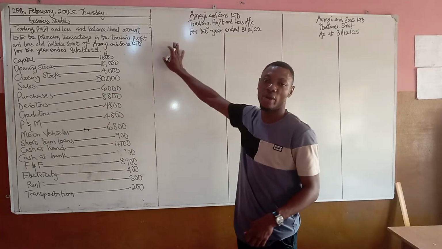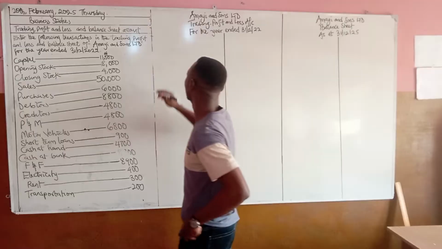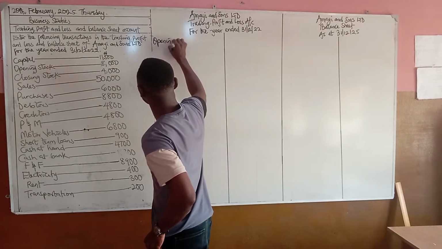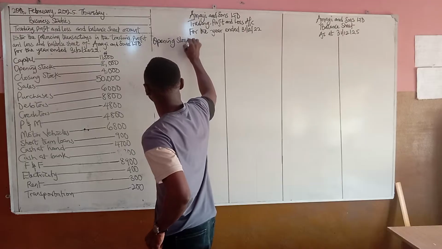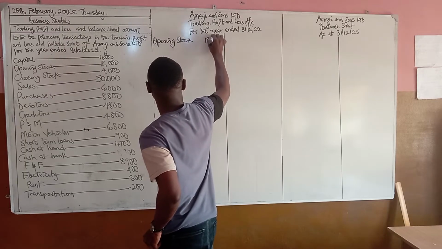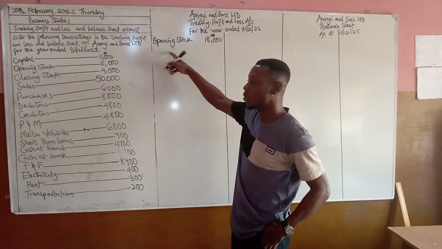The first item we have on the left side, yes, Fatima Adamu? Opening stock. Opening stock, wonderful. So what is the cost of our opening stock? 18,000. So we have 18,000 naira as our opening stock. Now I have my naira sign ahead. Then after the opening stock, we have purchases.